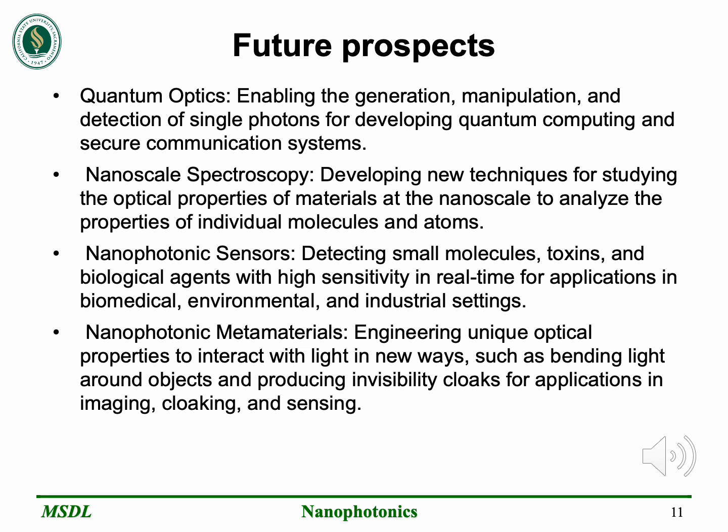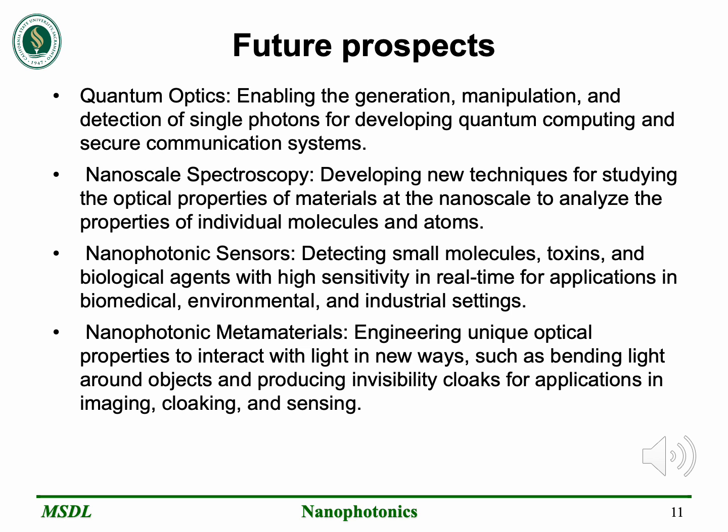Nanoscale spectroscopy can enable the development of new technologies in the study of optical properties of materials at the nanoscale. This allows researchers to analyze the properties of individual molecules and atoms, leading to a better understanding of electronic and optical behavior. For instance, nanophotonic structures such as nanocavities and nanoplasmonic antennas can enhance the sensitivity of the spectroscopic techniques.